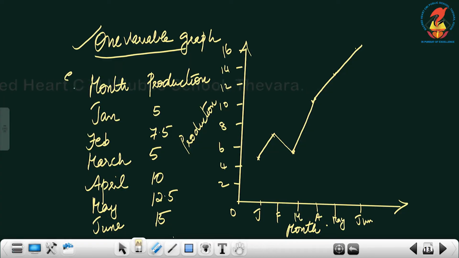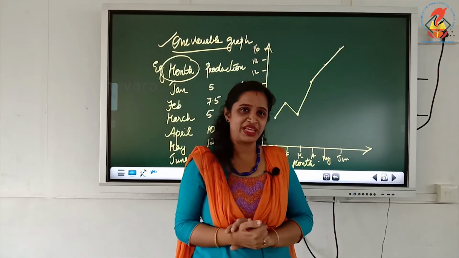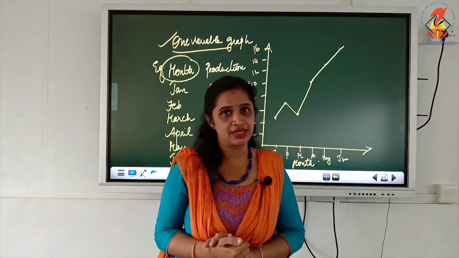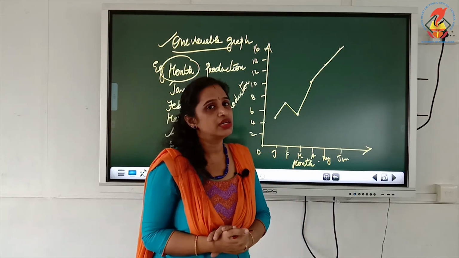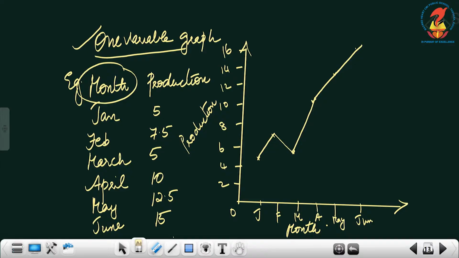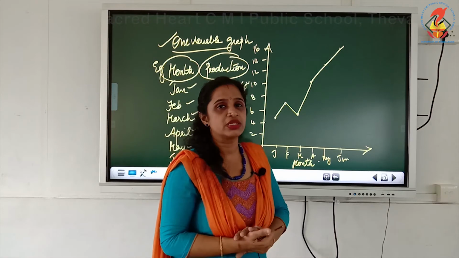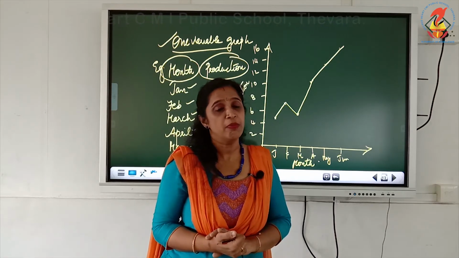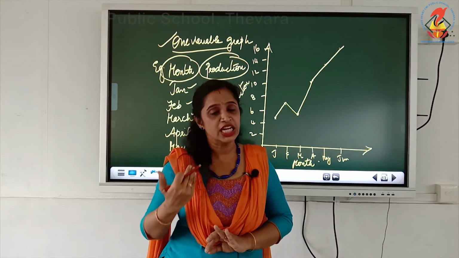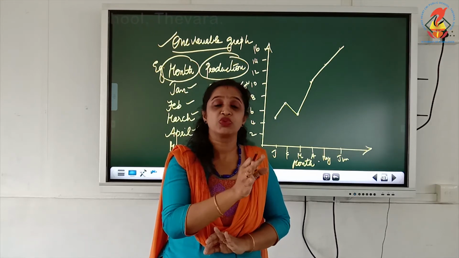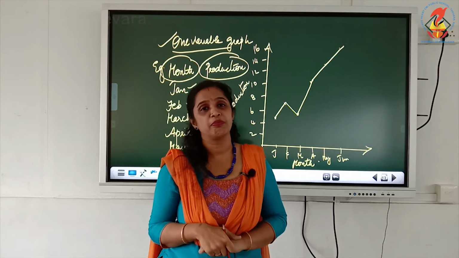This is an example of a one variable graph. Example, month. It is also a timely basis. Month, year, week, all these are timely basis. Here the time we have taken is month. Month of January, Feb, March, April, May and June. Now see production of a company. Production 5, 7.5, 5, 10, 12.5 and 15. Only one variable is given here for the time. For the month, Jan, Feb till June, what is the response? What is the production of a particular company? That is what is given.